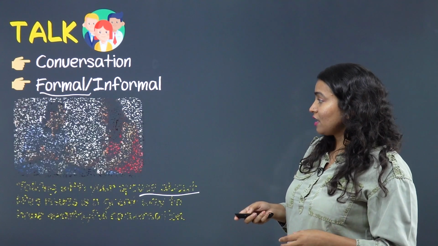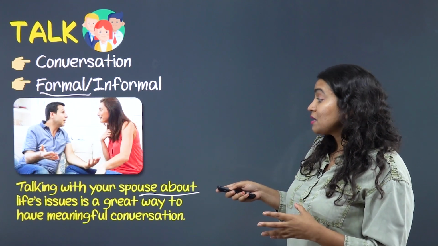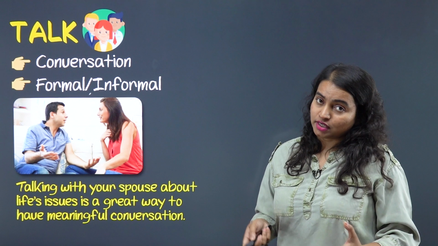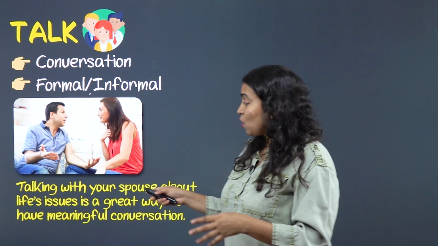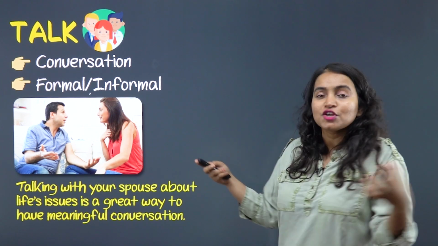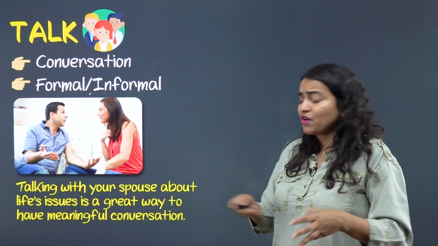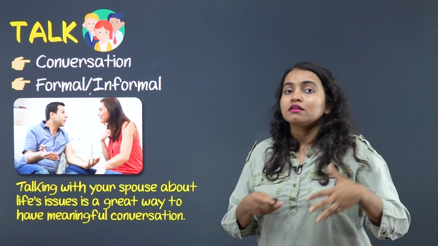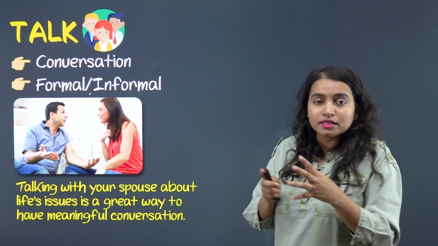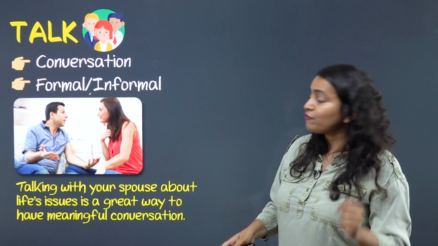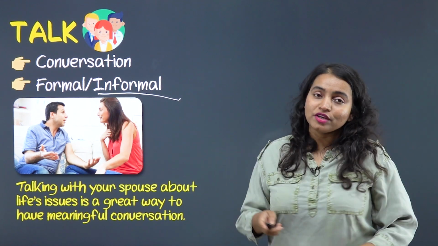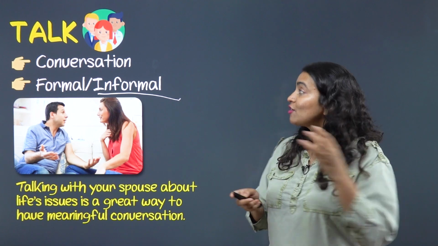Or I could also say something like, talking with your spouse about life issues is a great way to have meaningful conversation. Now, again, when I'm saying talking with your spouse, I mean it's a conversation. When you're talking to your spouse, you are having a one-to-one conversation. You are discussing various issues like, what do we do with the children? How do we take care of our families? All those intimate issues are being discussed, and therefore it is a conversation, but in this case it happens to be an informal conversation.